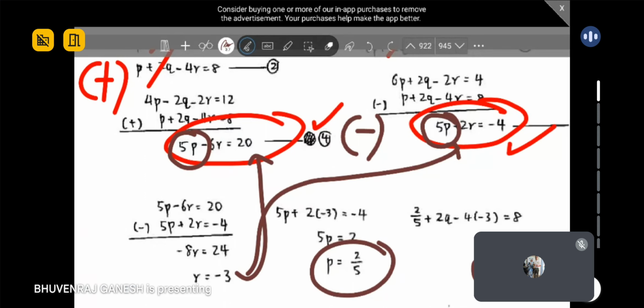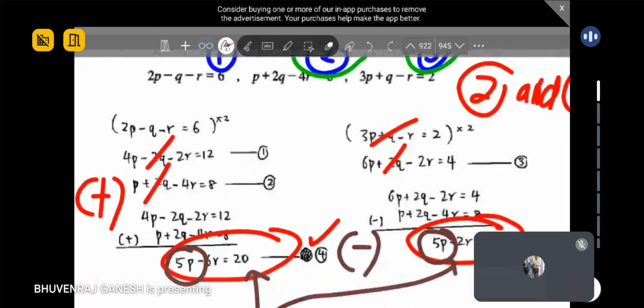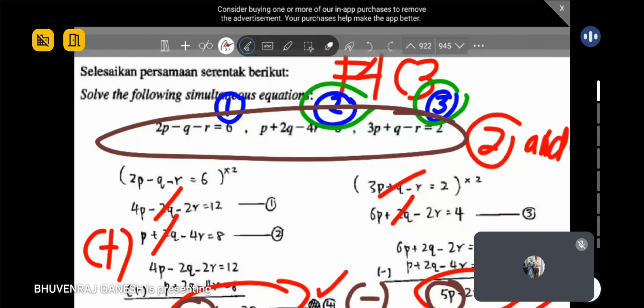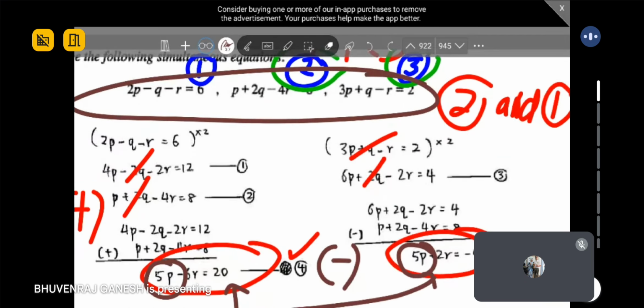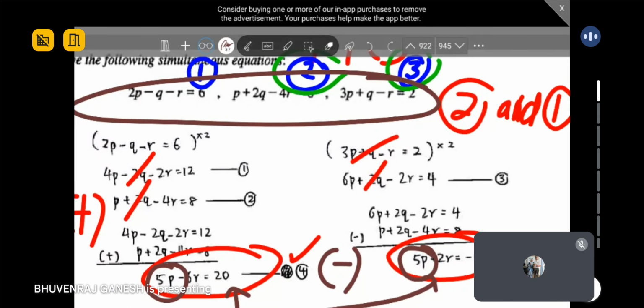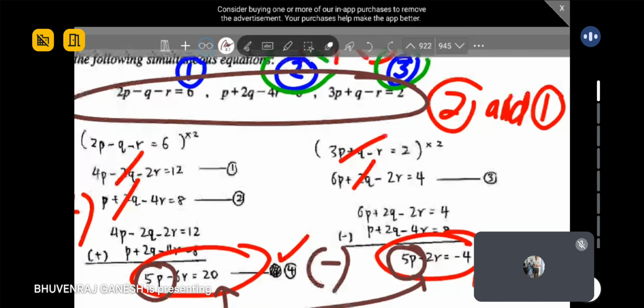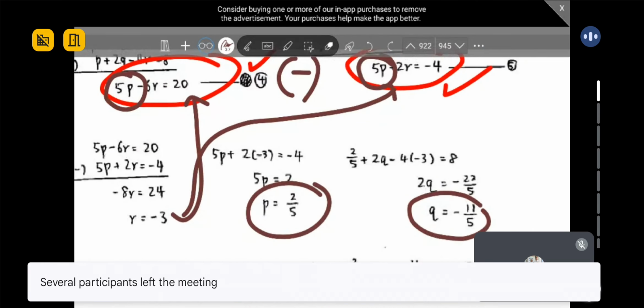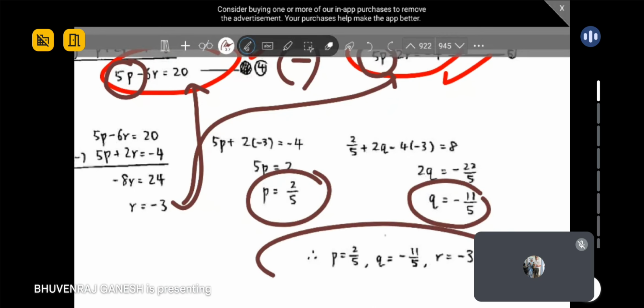You have to find the value of Q. So how? You can substitute back into the original equation, guys. Boleh ganti balik ke persamaan asal, nilai P dan R. Pilih mana-mana yang kamu suka. Just choose any one of these equations to substitute your P and R. Then your final answer will be this one. Kamu akan dapat jawapan akhir.